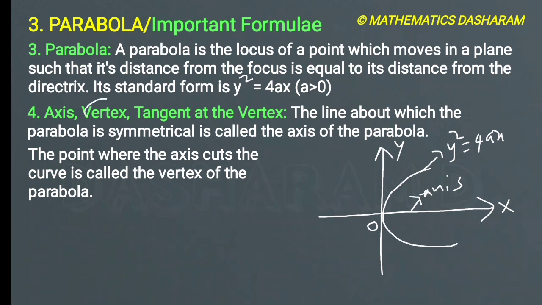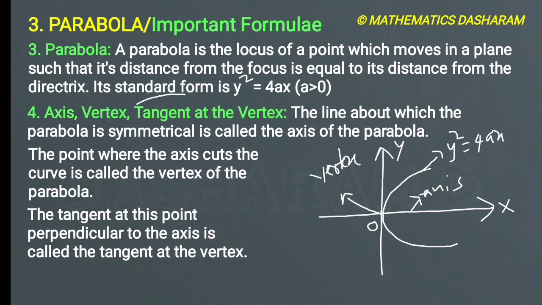Next, the second one is the vertex. The vertex is the point where the axis cuts the curve. The axis, which is the x-axis, cuts the curve, meaning the parabola, at one point. This point is called the vertex.